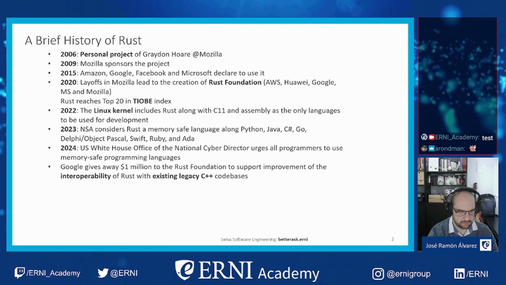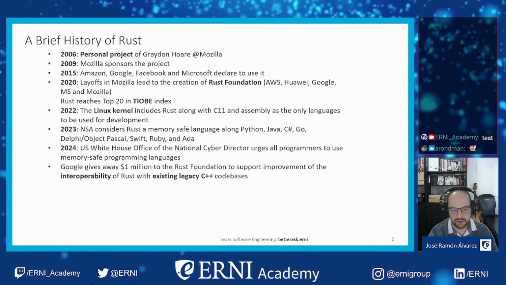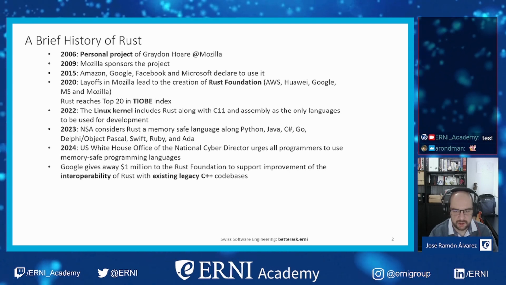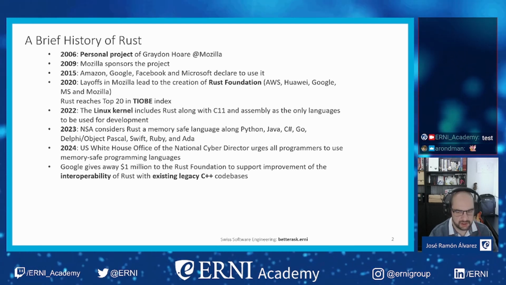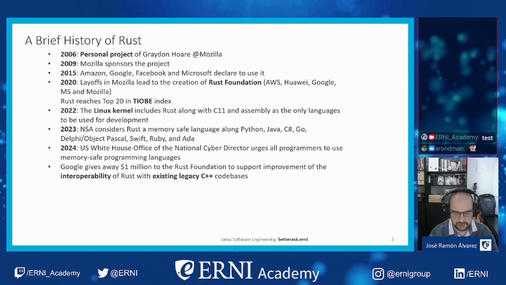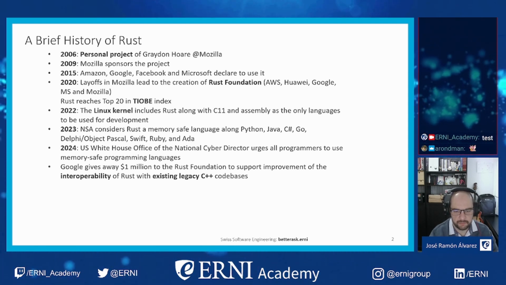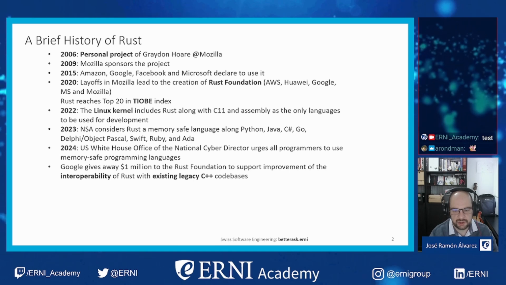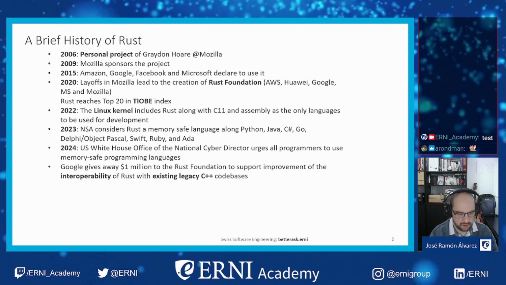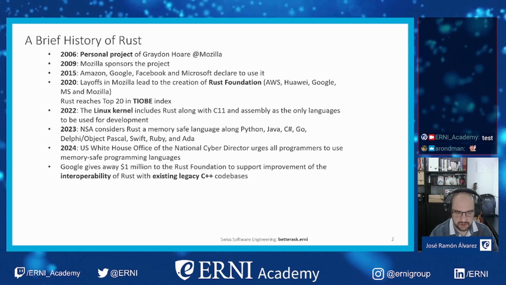And some days ago, Google gave away $1 million to the Rust Foundation to support improving the interoperability of Rust with existing legacy C++ code bases. So here we can see a clear strategy to decrease the production of new C++ code, which is considered memory unsafe, and start the creation of new programs written in Rust and leverage the existing C++ code by means of interoperability. That interoperability, we are going to cover later in this session.